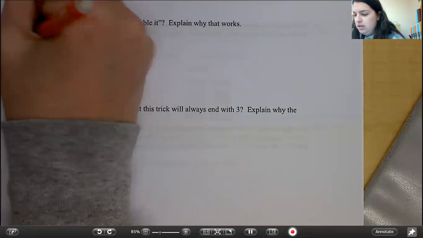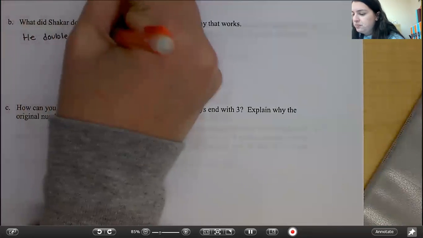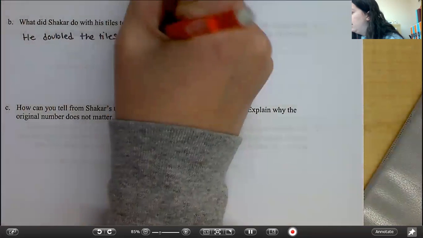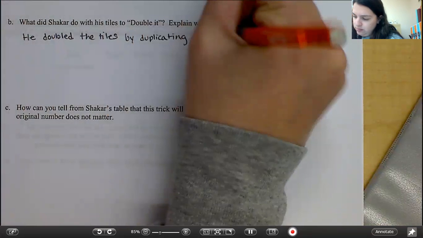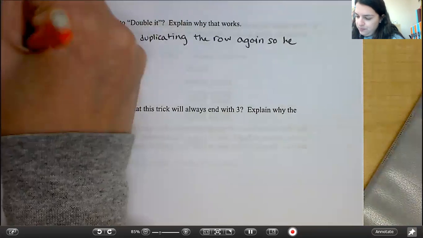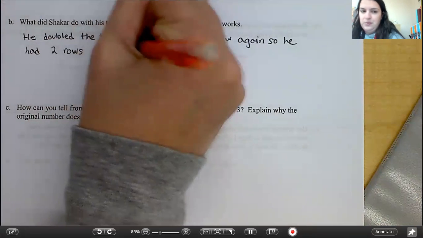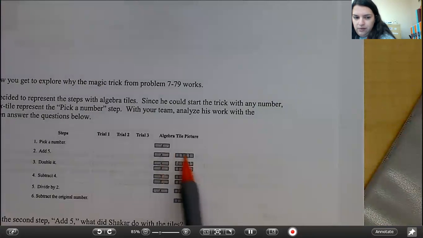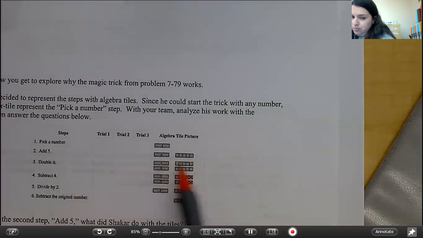Okay. So if you're back with me, you could say something along the lines of, he doubled the tiles by duplicating the row again. So he had 2 rows of x plus 5. Okay, so let's take a look at that a little bit closer. He had in step 2 x plus 5, but in step 3 he doubled it. So now he needed to have 2 rows of x plus 5.